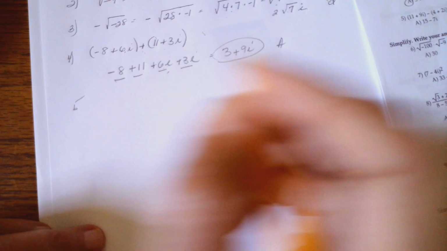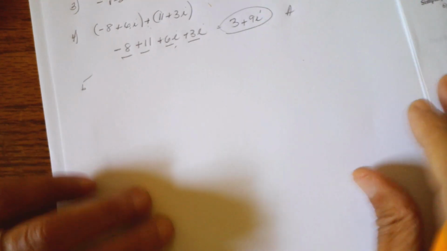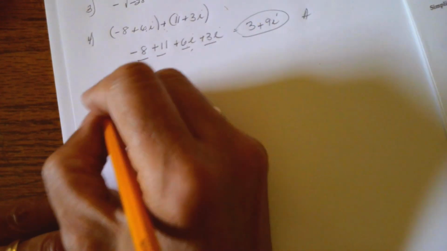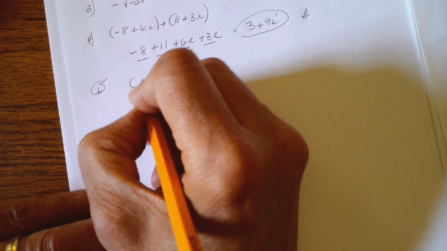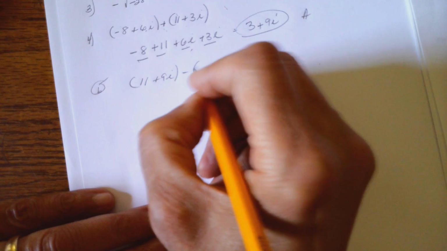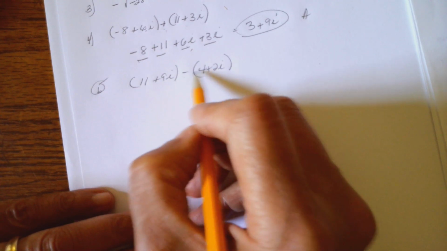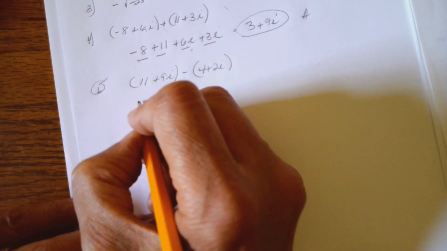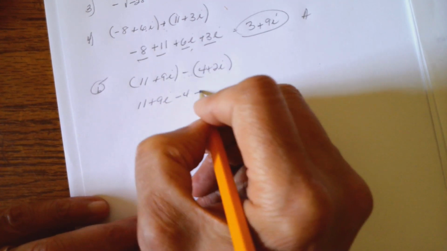Number 5 here. Number 5, what do we got here? Yeah, it's the same thing except it's a difference. So I've got 11 plus 9i minus the quantity 4 plus 2i. Now, as we well know, the minus sign out in front of the parenthesis changes the signs of the terms within the parenthesis. A minus times a positive is a minus.